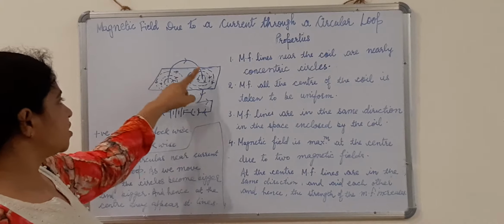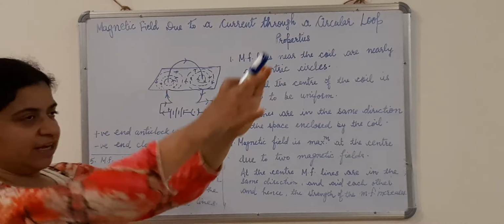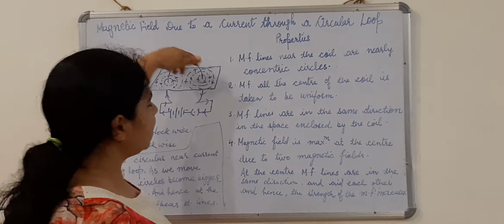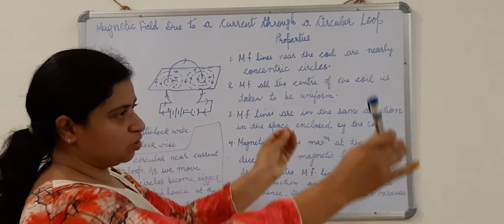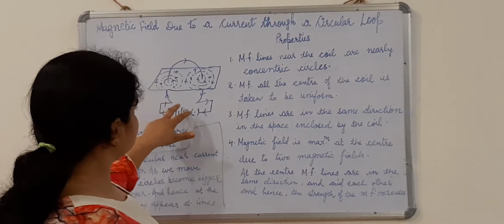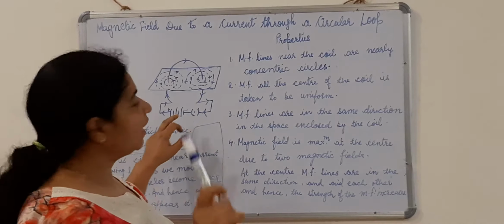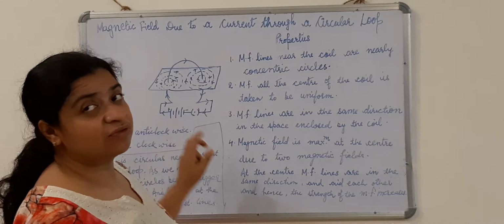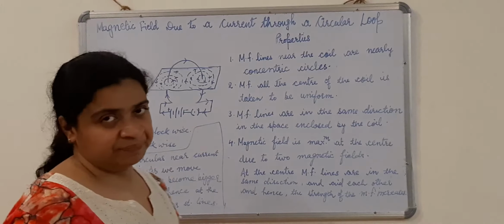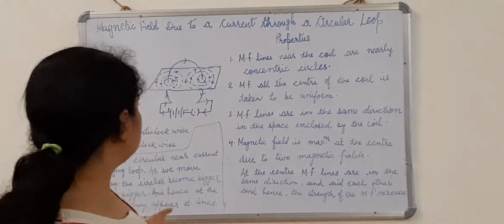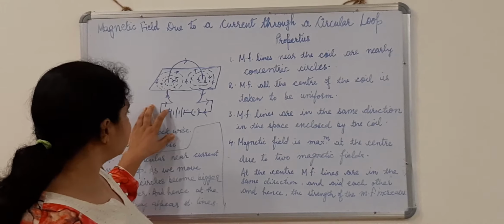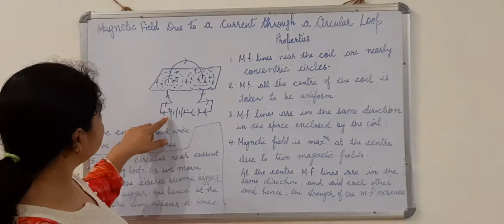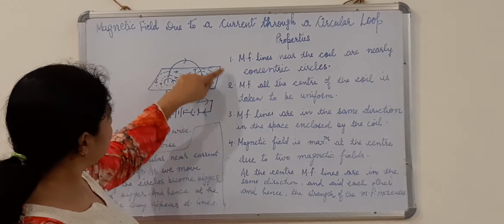Suppose this is a circular loop. What I have done, I have taken a cardboard. On this cardboard, two holes were made and the wire was passed through these two holes. And then the loose ends of the wire, one end was connected to the battery and the other loose end was connected to the plug key. Suppose this is the positive end of the battery, this is the negative, and the key switch is on. The current starts flowing from the positive end to the negative end.